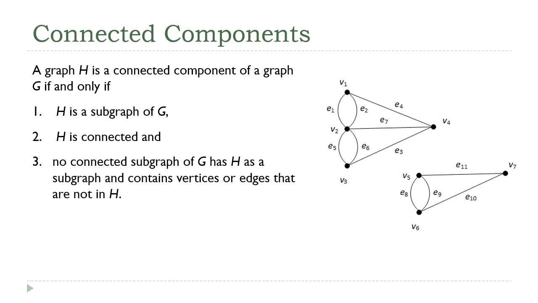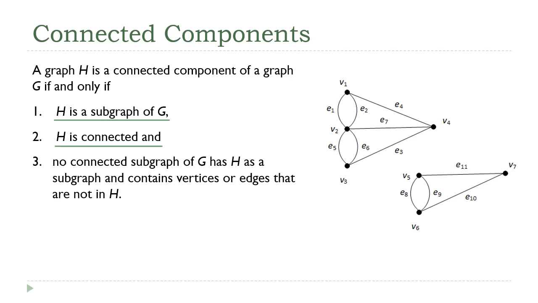So a graph that isn't connected can still be made up of so-called connected components. Now, this is almost what you would expect from the English meaning of the words. The first two parts of the definition here on the left are pretty self-explanatory. A connected component first has to be a subgraph of the original graph, and second, it has to be connected.